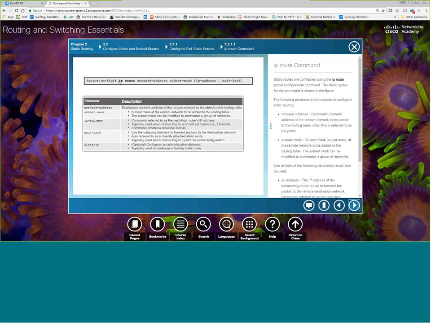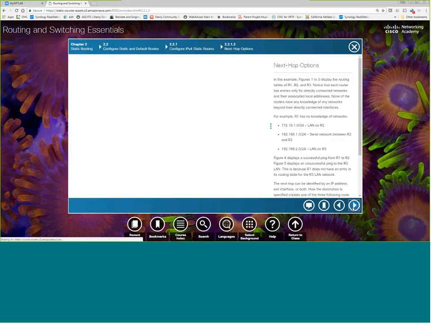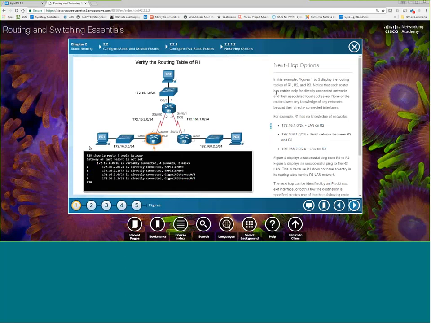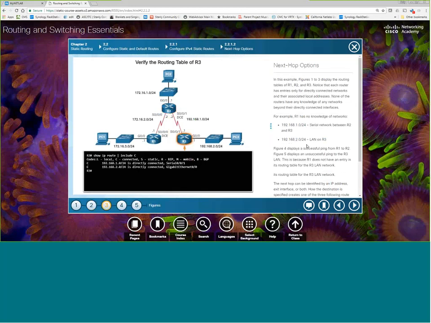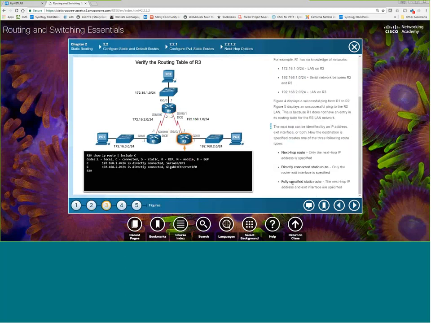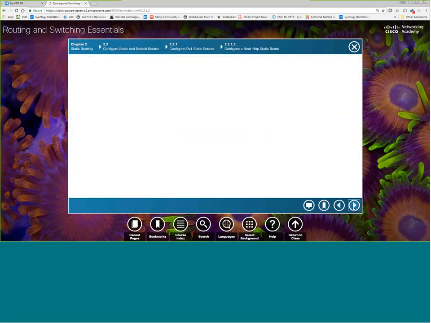So again, easy commands: IP route, network address, subnet mask, next hop, or the exit interface. And you also can put a distance in here, which configures an administrative distance to change for the floating static route. Next hop options, again, are outgoing interface or the next hop IP address. If it is a fully specified route, then you do both. This is when you actually use both the outgoing interface and the next hop, typically only if we have Ethernet between two devices.